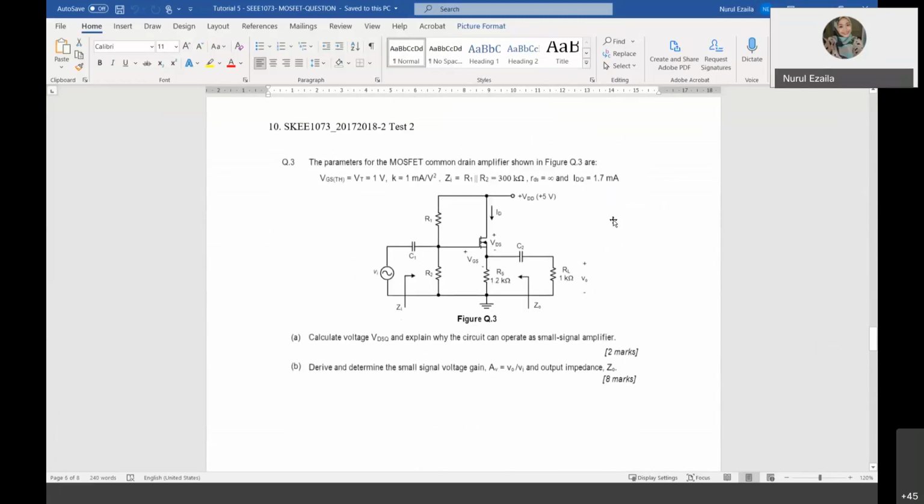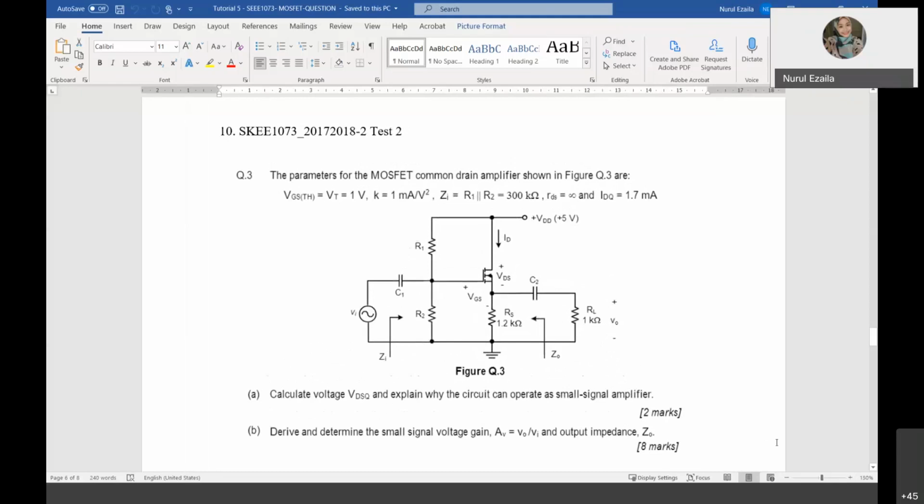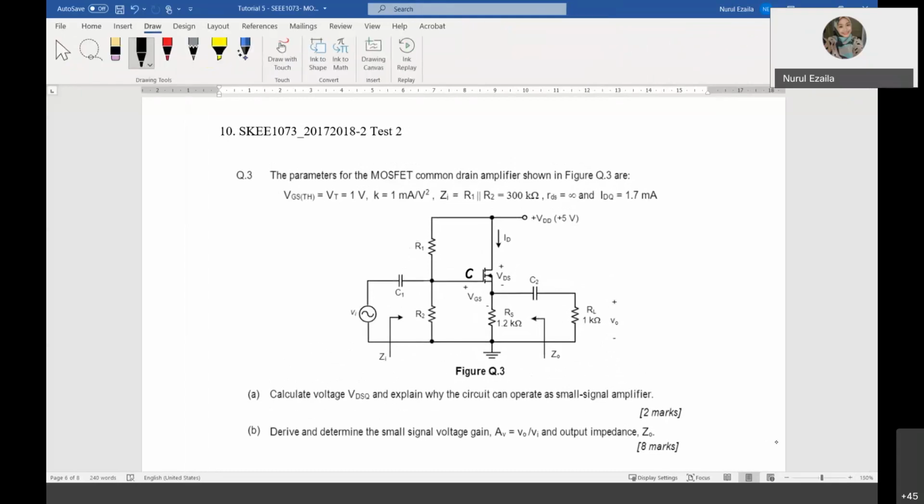So what common is this circuit? Question number 10. What common is this? Common drain. Yes, it is common drain. You have the gate over here, and then you have drain, and then you have source. As you can see, the drain is to the ground, therefore it is a common drain.